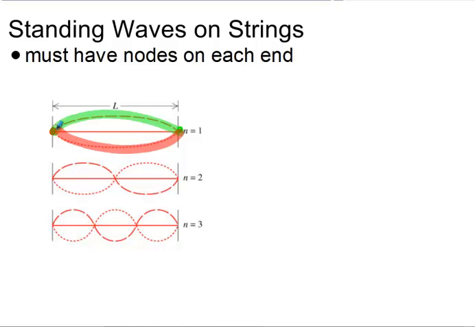Okay? The length of the string is L. These numbers out here to the side we call harmonic numbers. Okay? Harmonics. The lowest harmonic, which is the longest wavelength but the lowest frequency, is called the fundamental frequency. Okay? So this one over here is the fundamental frequency.